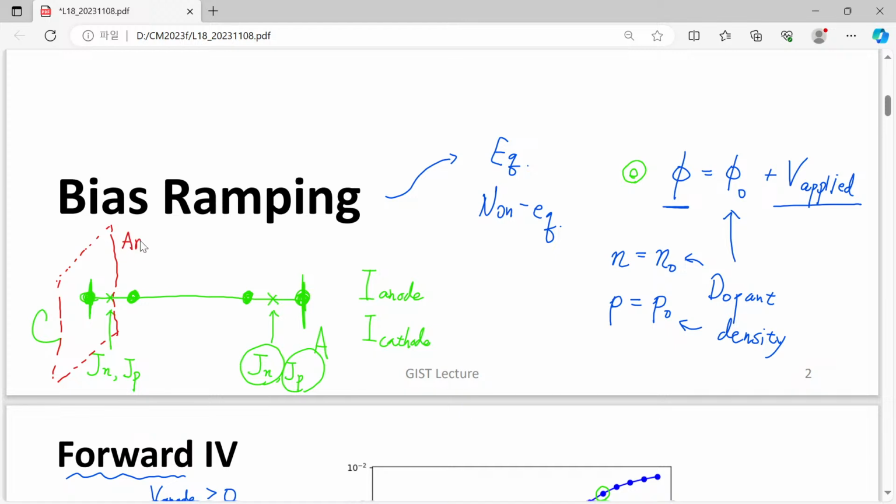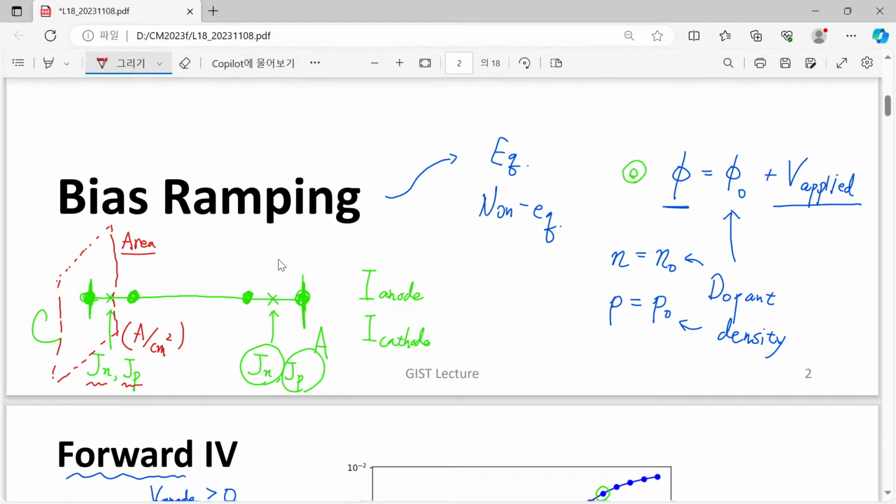There is area A, then multiply this area, that will give you the current. So they are current densities, so they have the unit like ampere per square centimeter or square meter. So when you multiply the area, this area is gone, so we will have just a pure terminal current. Okay, and if you remember correctly, we need to be very careful about the sign.